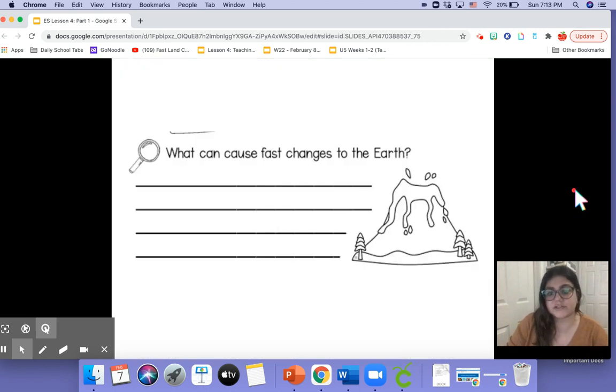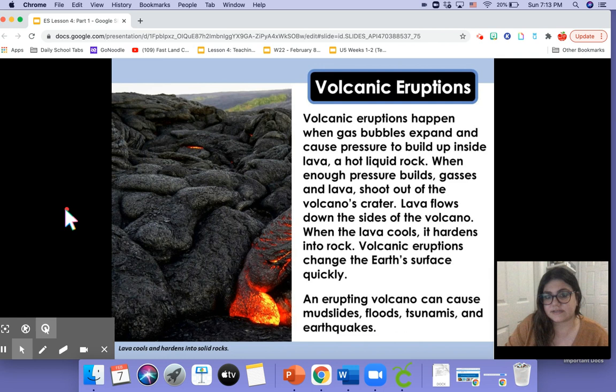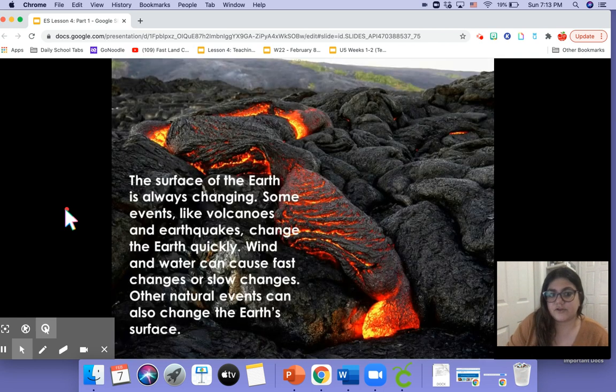One of the questions on your homework today is: what can cause fast changes to the earth? If you go back to this slide, you will see that it talks about two things that cause change on earth. Remember, boys and girls, when you're answering your questions, what is your teacher looking for? Complete sentences, details, capitals, and end marks.